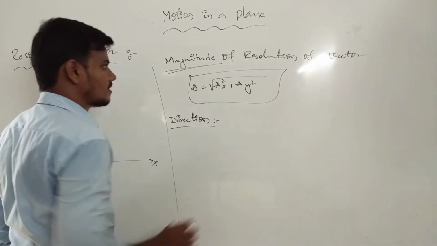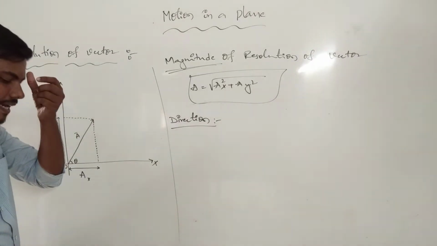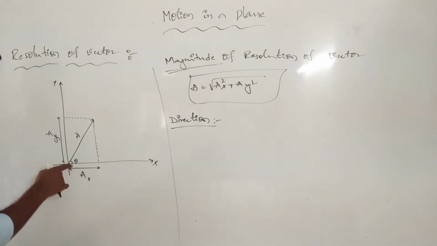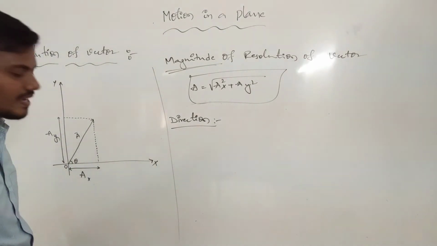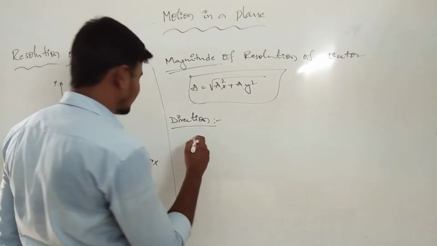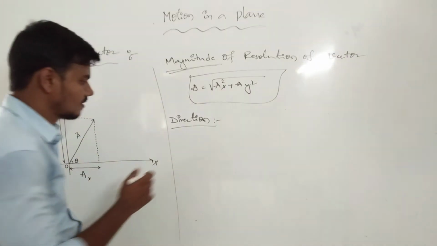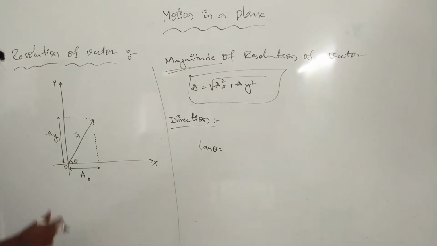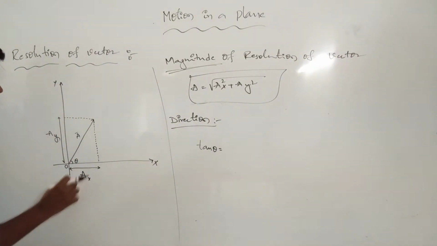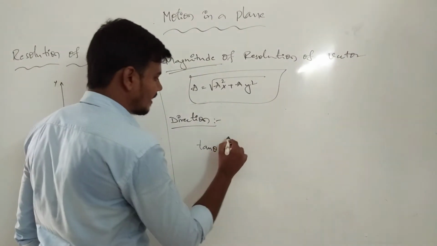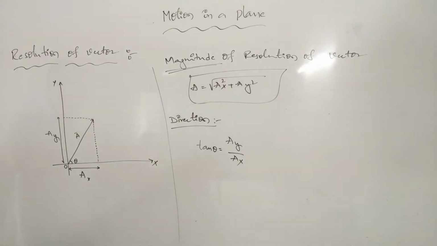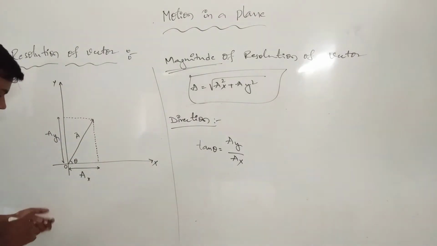Direction of resolution of vector. Now you can introduce direction. The direction means that we can apply the tan of the position. Tan theta is represented as ay by ax. Clear? That is ay by ax. This is the direction of the position. How is it represented in direction?